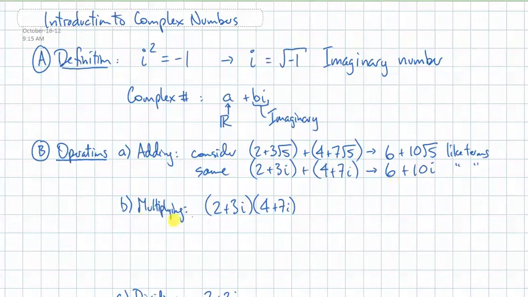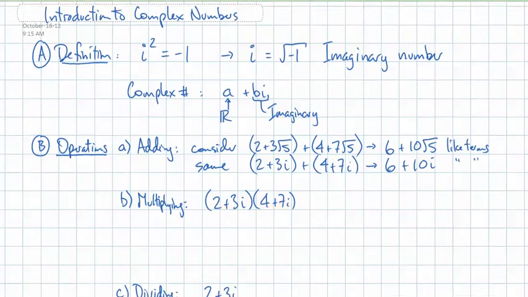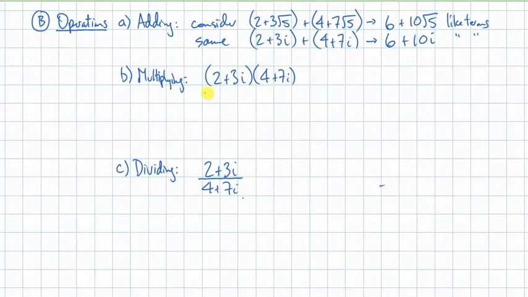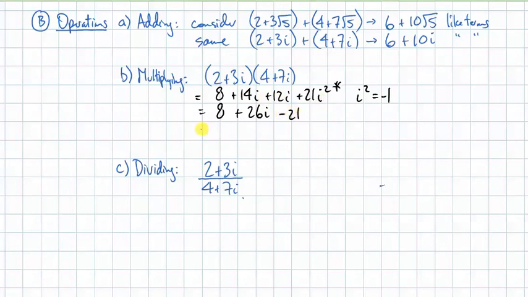When it comes to multiplication, let's work with the same expressions, 2 plus 3i, 4 plus 7i, and we know that FOIL gets us an expanded result. So I'll use FOIL: first, outer, inner, and last. But remember, right here, that i squared is -1. So this is actually 26i, those are like terms. But the 21i squared is actually the number -21.